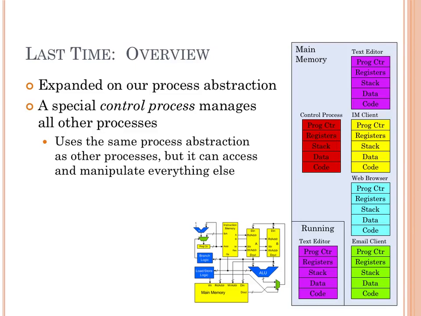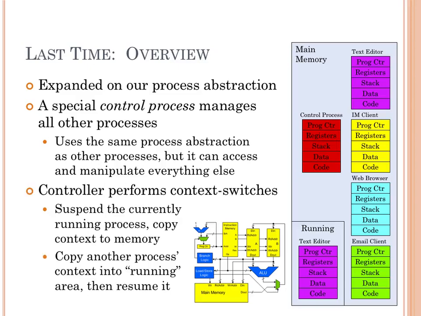But we have this control process managing other processes. Remember, this was our operating system kernel. It was responsible for managing the hardware on behalf of other computer programs that are running. And it has a very similar process abstraction as the other processes. We have a machine context that we can save. So the controller is the thing that performs context switches. We figure out a way of stopping the currently running program with all of its context, which we call a process. We save that context somewhere else in the computer, and then we copy some other program's context to the processor and resume running it. Okay? So that's how we do this kind of thing.